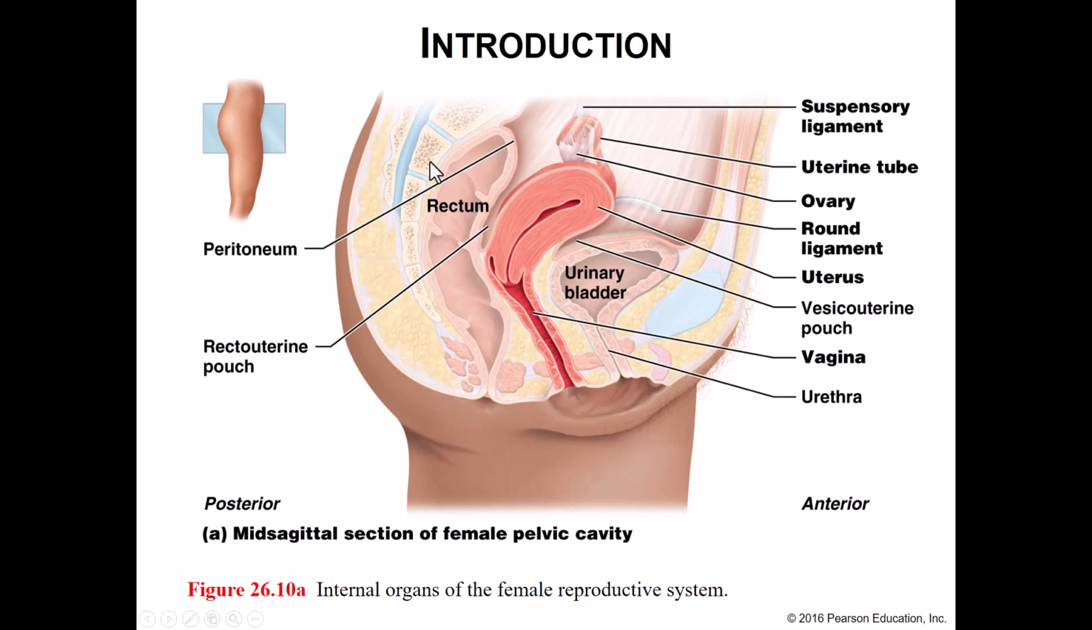Surrounding the body cavity and the uterus is the peritoneum. The peritoneum continues around the uterus with the rectouterine pouch. The uterus is held to the abdominal cavity via the round ligament. The ovary is held to the abdominal cavity via the suspensory ligament.